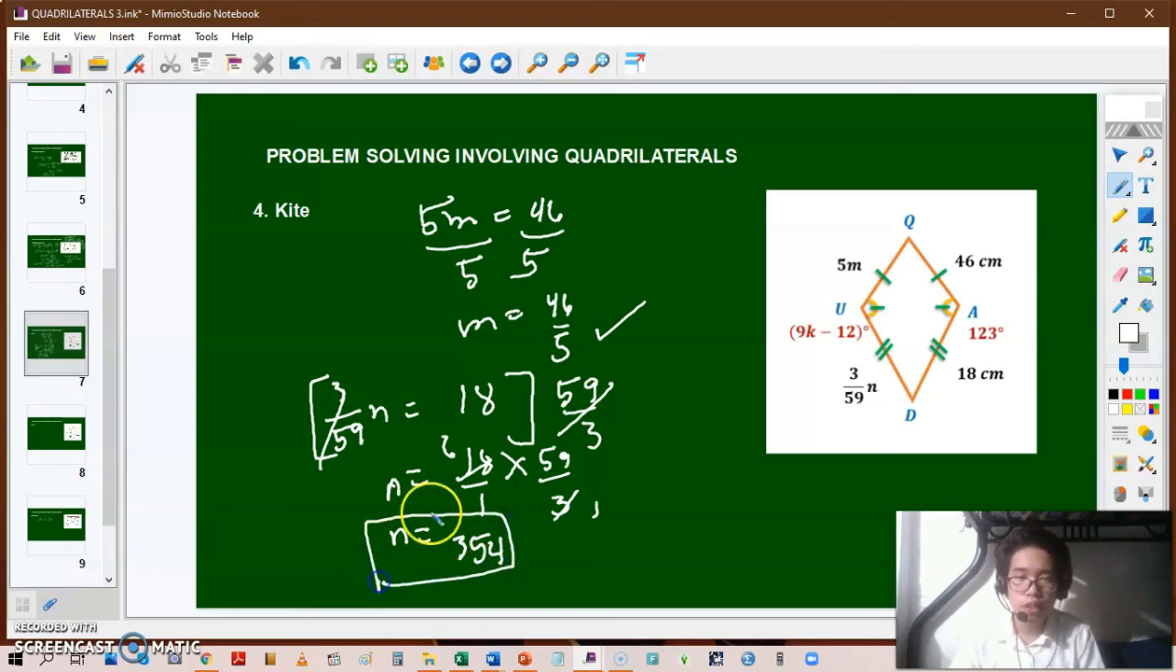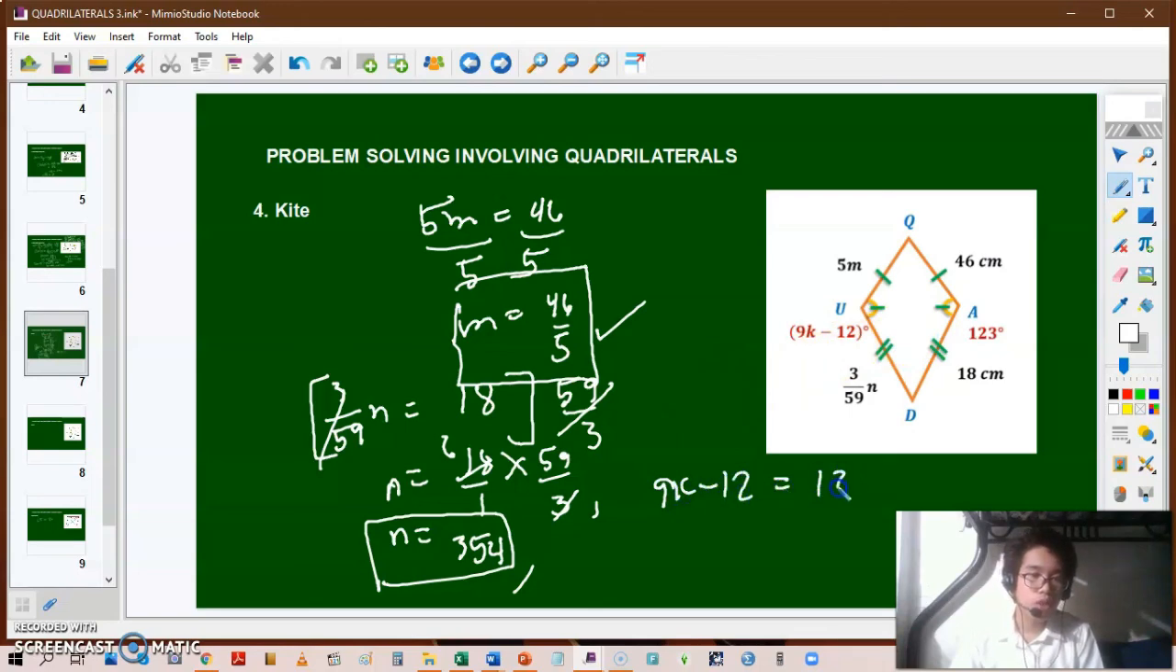So we solved for the value of n, which is 354, and the value of m, which is 46 over 5. Then we can now solve for the value of k. This one is going to be easy, since the opposite of angle u is angle A. Then we can simply equate them. So that's just going to be 9k minus 12 is equal to 123.